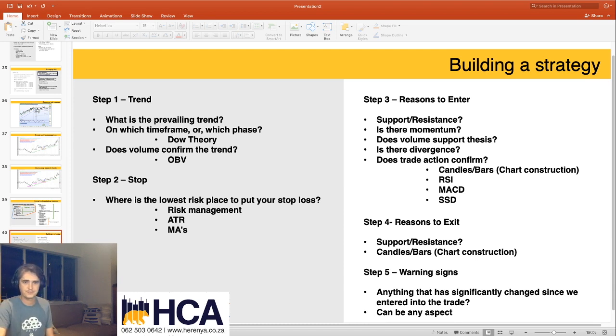Step two. We want to know where the lowest risk place is to put our stop loss. Here you potentially have to use average true range. You have to use your risk management stuff. You have to use your trend stuff, such as the previous low, or two previous lows ago. You have to look at average true range.